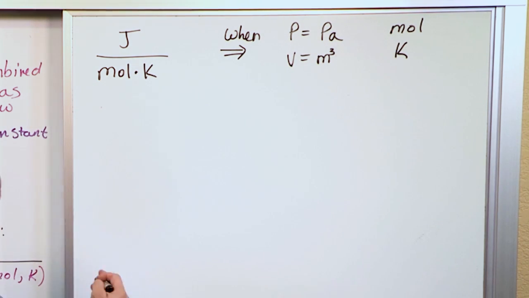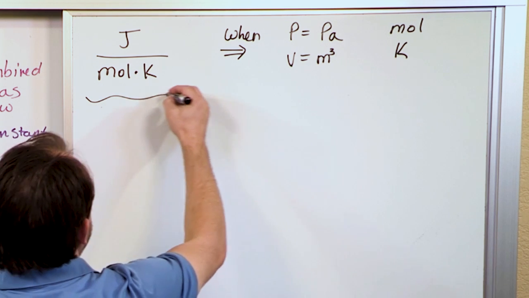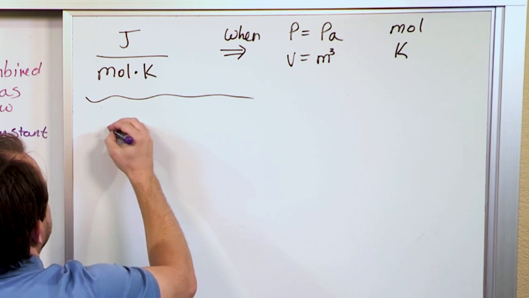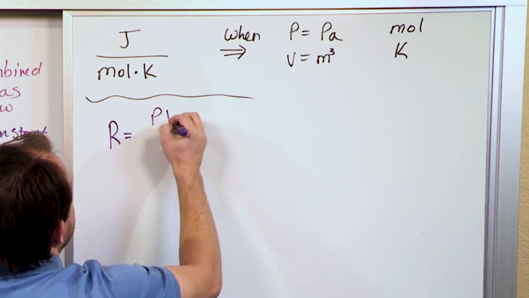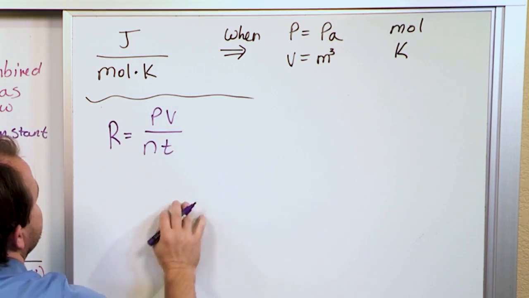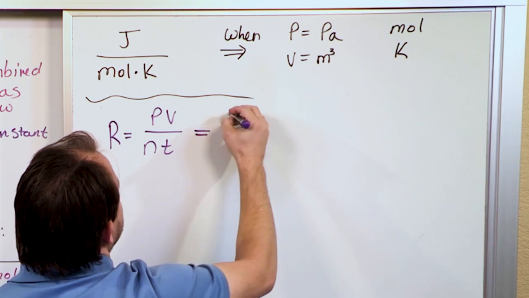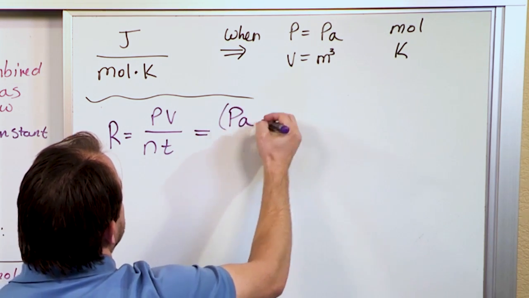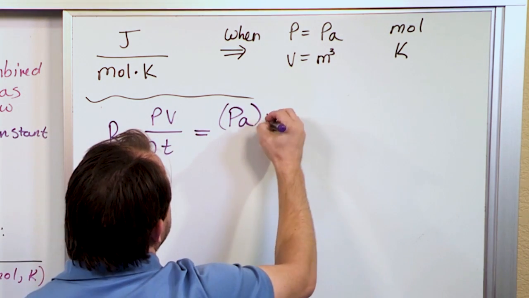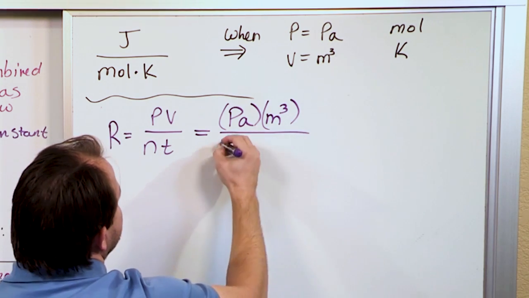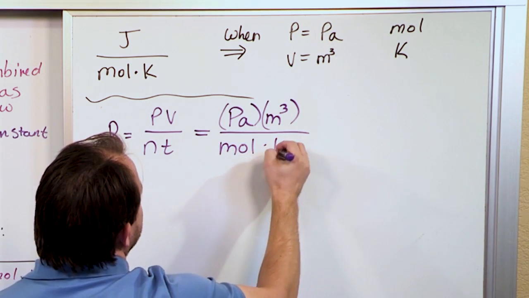So the question is, how do you calculate R? Remember, we wrote it down right here. The universal gas constant R is PV over NT. So if P is in pascals, let's put pascals here for pressure. For V, let's put cubic meters. So we're just sticking the units in here, and then we have N and T. So we have moles and Kelvin, just like we always do.